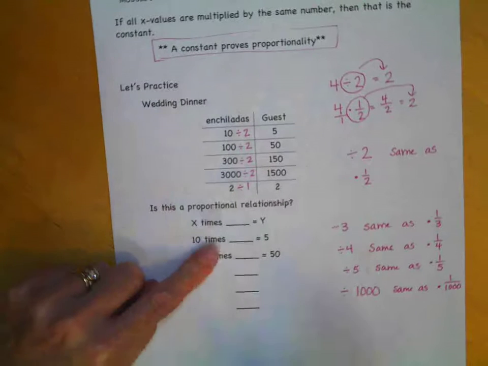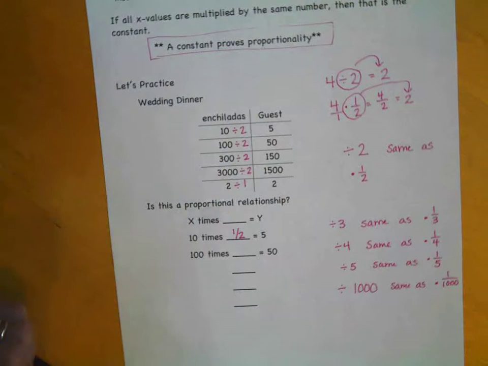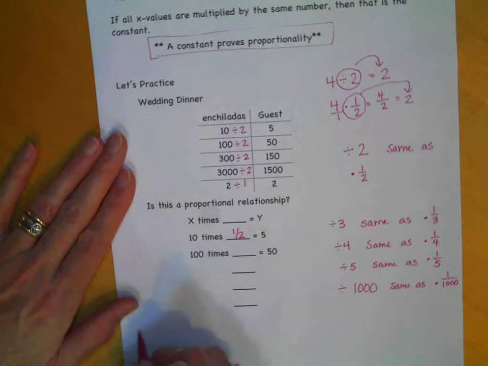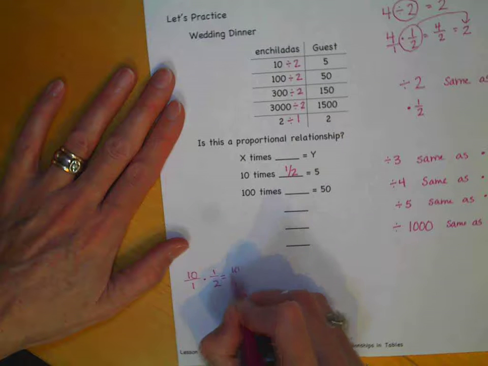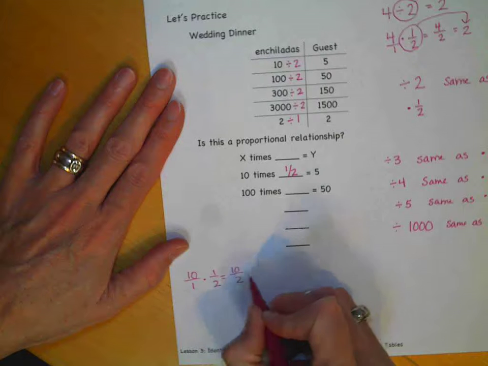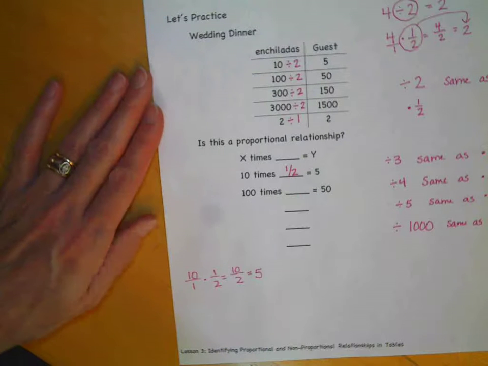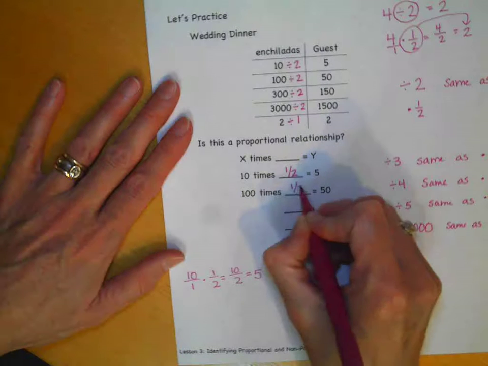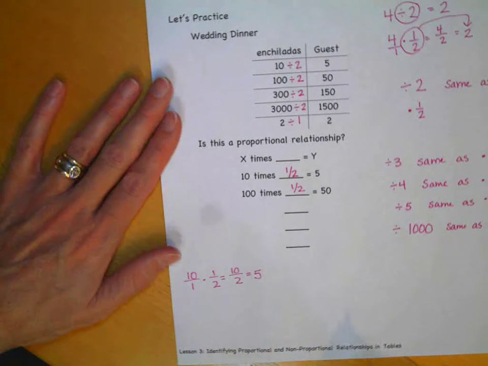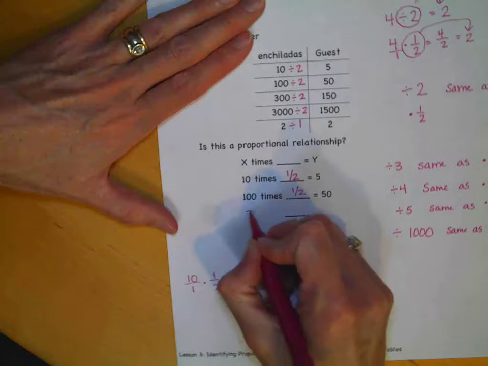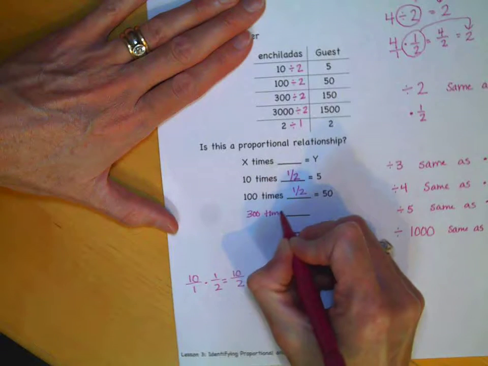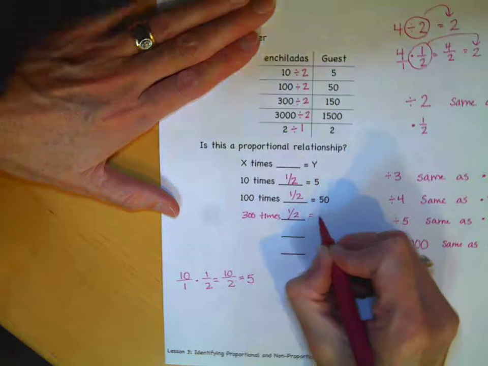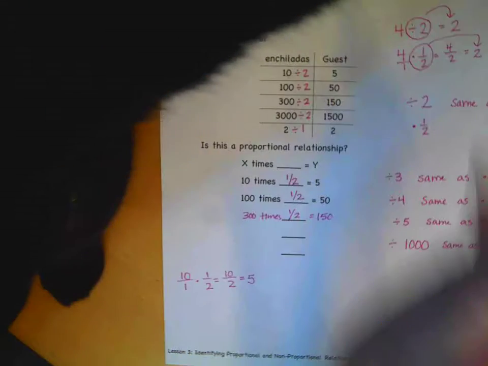Okay, so when we fill out this table over here, 10 times 1/2 gives us 5. Well, let's test it to make sure that you believe me. So 10 over 1 times 1 over 2. Let's see what we get. Okay, so 10 times 1 is 10. 1 times 2 is 2. 10 divided by 2 equals 5. Did it work? And the answer is yes. Okay, so now 100 times, you got it, 1/2 gives us 50. So then what goes right here? You're going to say 300 times 1/2, and that would give us 150.